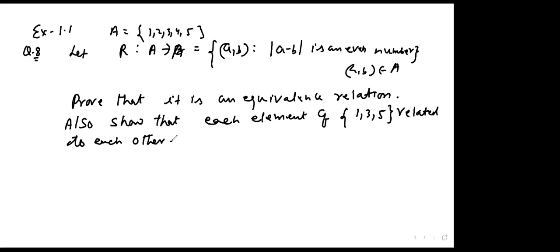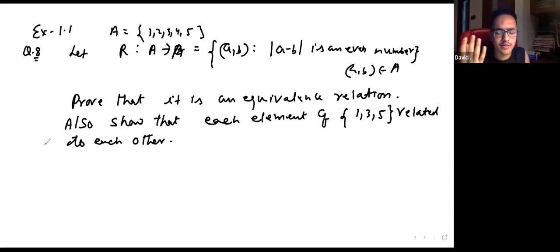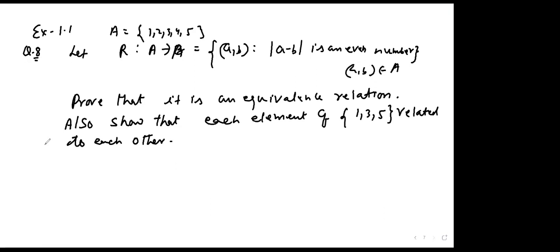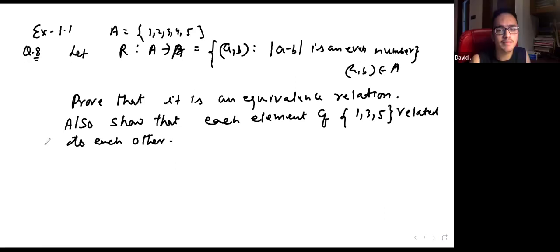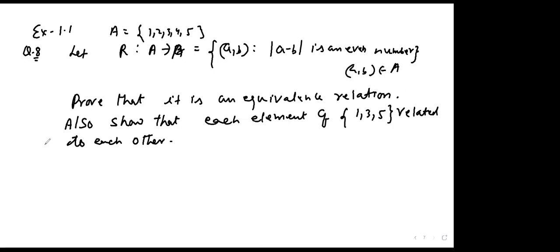What is an equivalence relation, David? You have to check if it's reflexive and symmetric. Reflexive, symmetric, yes. What else? Transitive, sir. Yes. If a relation is reflexive, symmetric, and transitive, then such a relation is said to be an equivalence relation.